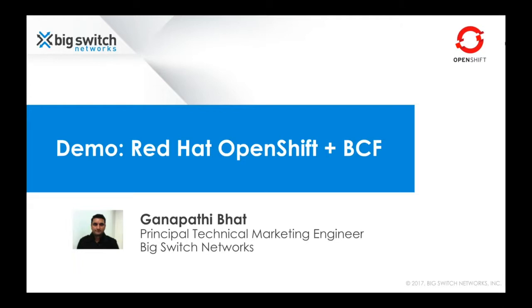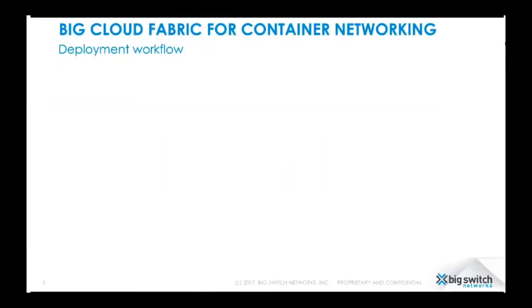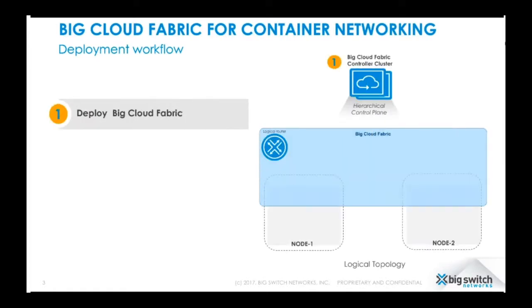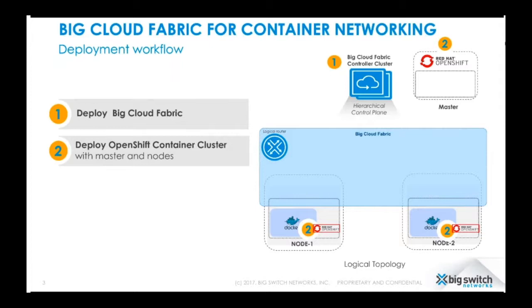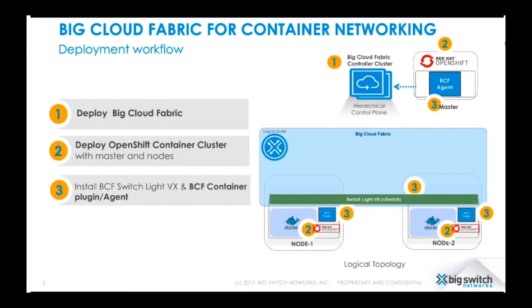Let's experience this joint solution through our video demonstration for Big Cloud Fabric container networking integration for Red Hat OpenShift. In this demo, I'll be walking you through the following aspects of the solution. First, how BCF automates provisioning of Red Hat OpenShift cluster nodes to the network, to provide a single pane of glass for both physical and virtual networking.